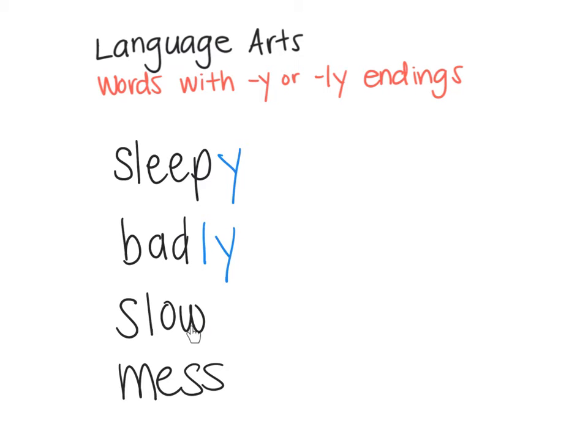Okay? Slow, slowy or slowly. I hear slowly, that sounds like the correct one. So I'm going to add ly to that word. And then my last one, mess, messy or messly. That doesn't sound right, so it's got to be with the y. Messy.